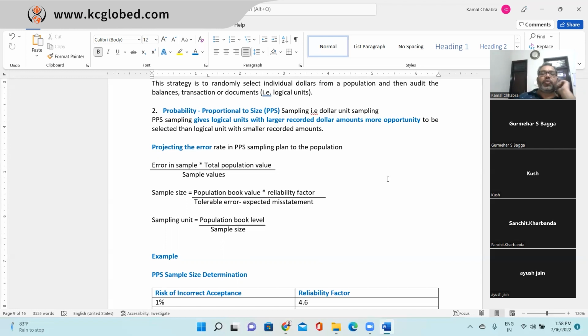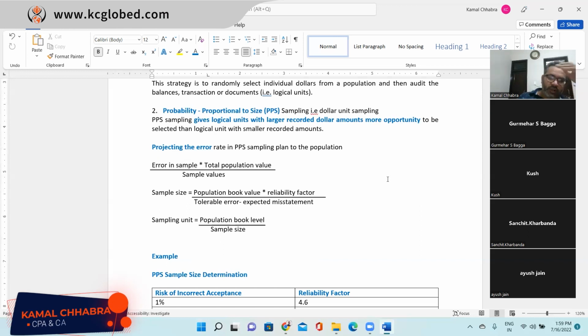How do you calculate the projected error rate? It is the error in the sample. That means, for example, from the total population you have selected 50 samples and you found one sample as wrong, right? So your error in one sample multiplied by the total population divided by the sample value is your total projected error. So we'll do the math, don't worry about it. We'll do an example on this.